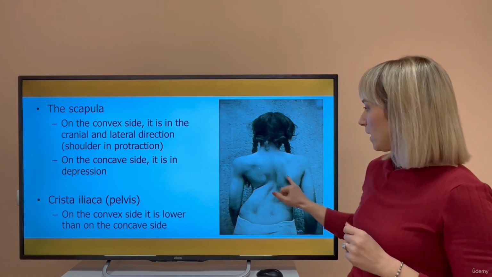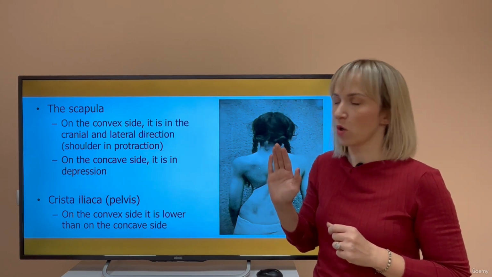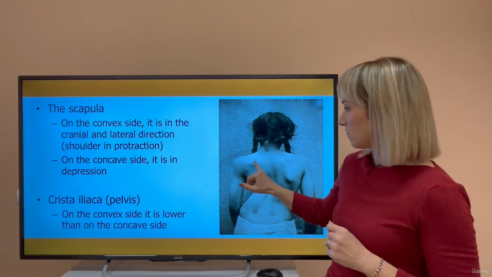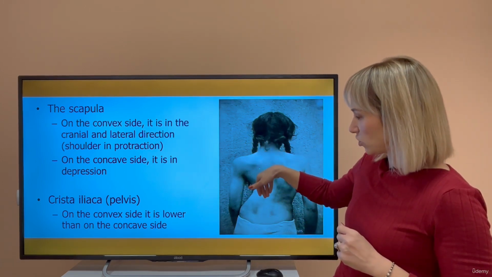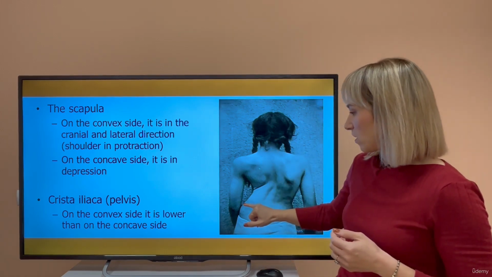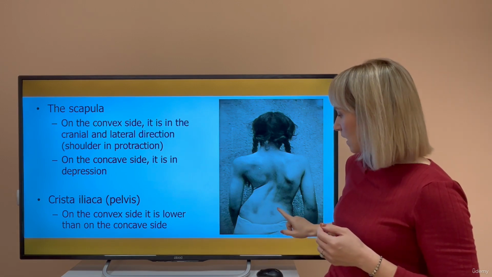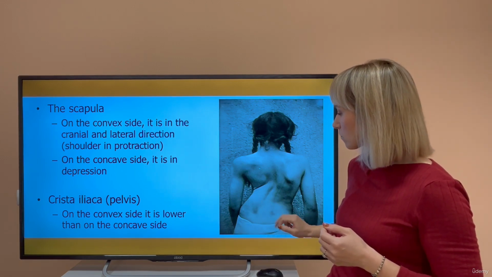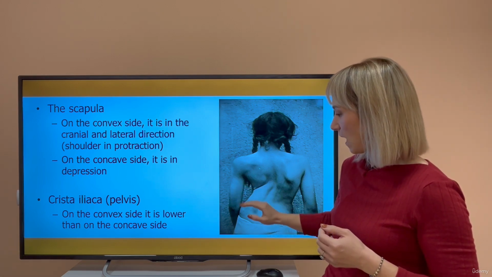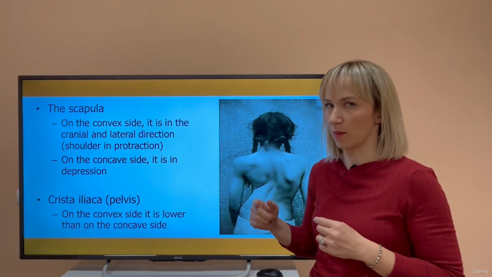What happens to the scapulas is that in the convex side, as you can see, the scapula is mostly elevated and sometimes it's in protraction, and in the concave side the scapula is in depression and it just stays on the ribs. Also the iliacal crest or the crista iliaca that you can see from the pelvis, in the concave side we have elevation of the pelvis, and in the convex side the pelvis is in depression, and I will explain it when we're going to examine our patient, okay?